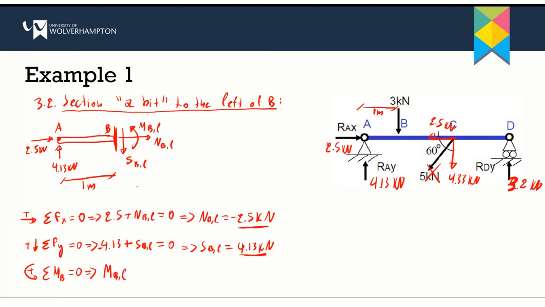It is counterclockwise, so based on what I selected, this is a positive. SBL is on point B, NBL is on point B, and the 2.5 kilonewton force, if we extend it, will pass from point B. So all of them create no moment. However, the 4.13 kilonewton force tends to rotate it clockwise about point B. So it will create a negative moment, minus 4.13, and the distance from point B is 1 meter. All of them have to sum up to zero. So here MBL has to be equal to 4.13 kilonewton meters, or kilonewtonmeters, as we call them often.